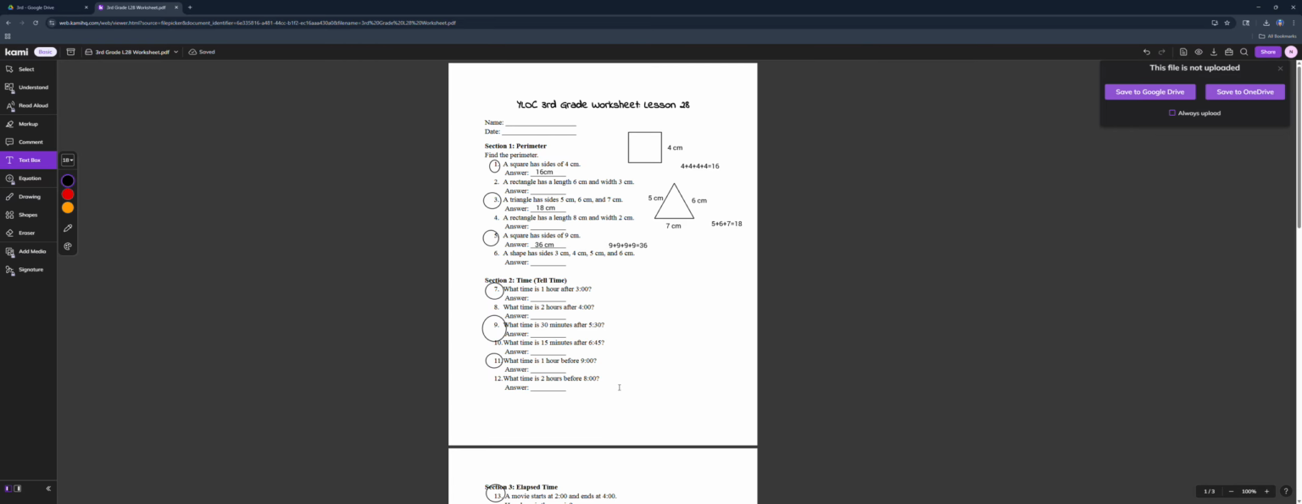And then section 2 is going to be time, or telling time. For number 7, what time is 1 hour after 3 o'clock? You're just adding because it's saying 1 hour, you just add the 1 to the 3 because that's the hour section. And 3 plus 1 is 4, so an hour after 3 is 4 o'clock.